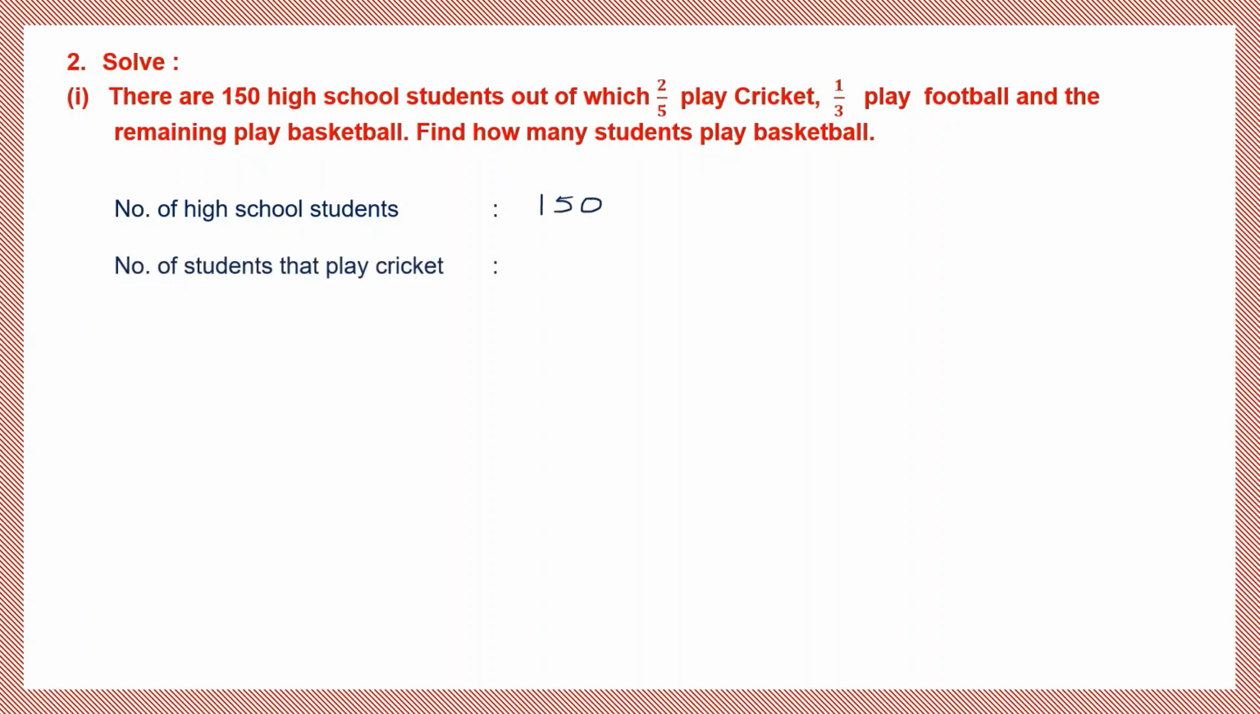Then out of this, number that play cricket will be 2/5 of 150. Isn't it? 2/5 of 150. Now let's find out how much that is. So that is 2 by 5 into 150. Here I can cancel 5 and 150. 5 threes are 15. So 5 into 30. Now here I can multiply 30 into 2 is 60. So 60 students play cricket.